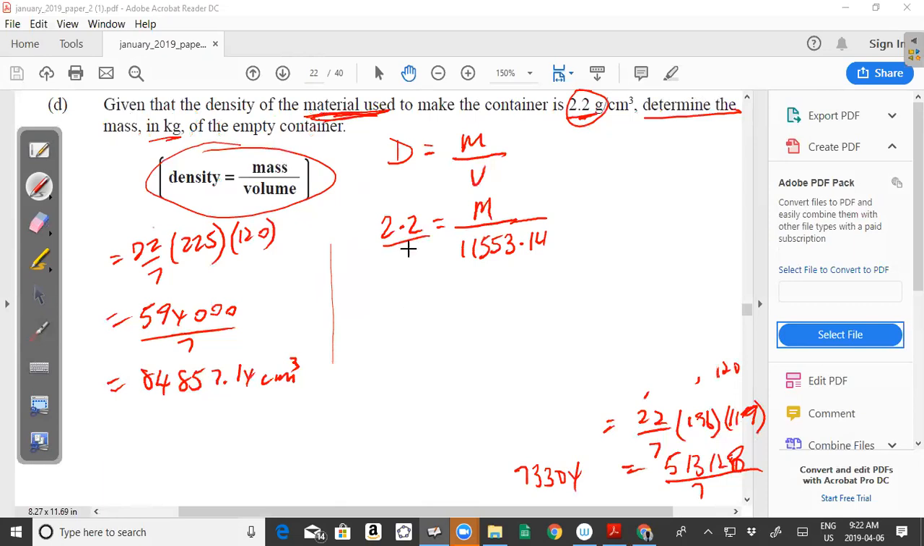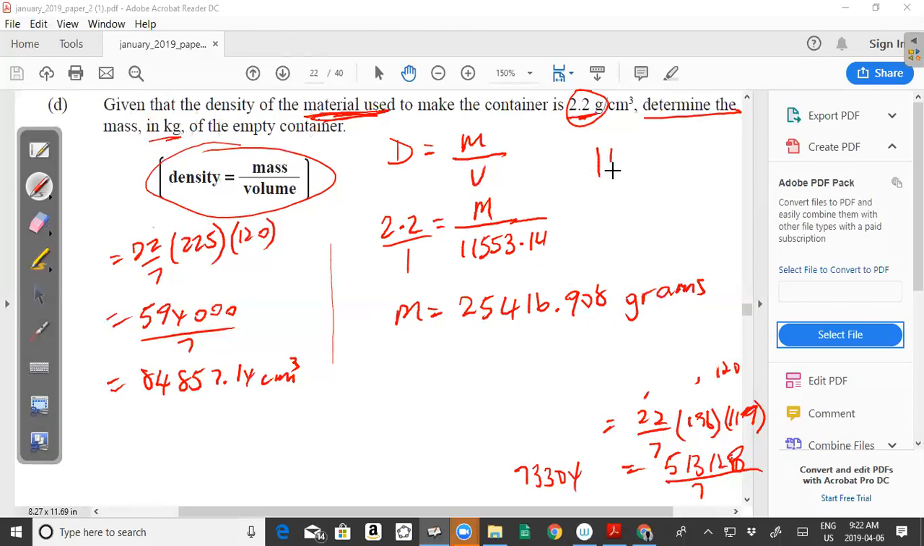All right, so if we simply cross multiply here, M is now equal to 2.2 multiplied by the 11,553.14. So using my calculator, I get 25,416.908. Okay, so that is the mass in grams. That's the mass in grams. But we want to find the mass in kilograms. That's what they said. Determine the mass in kilograms.